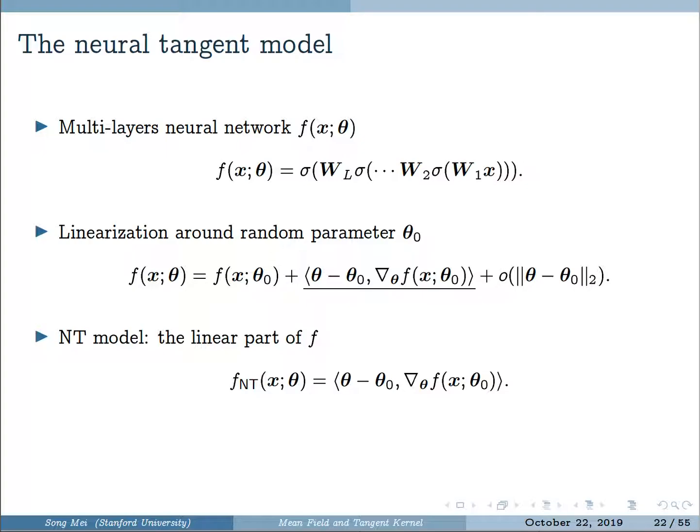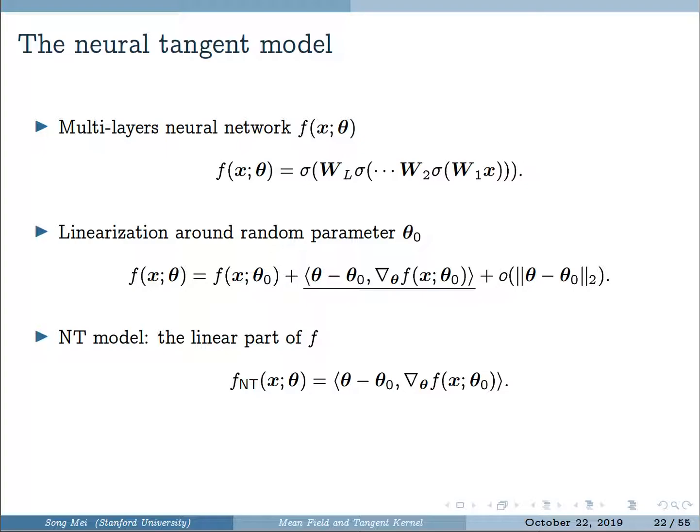And this motivates us to define the neural tangent model, which is a linearization of this function f. Okay, so this f_NT is another function. It's a linear function in theta, and it's related to this original neural network f, but it's a different model. The way to think about this gradient with respect to theta of f at x and theta 0 is to regard it as a feature map. So it maps the original feature x to a high-dimensional space, and you fit a linear function of this feature in this neural tangent model. Okay, so this is essentially the interpretation of this neural tangent kernel.